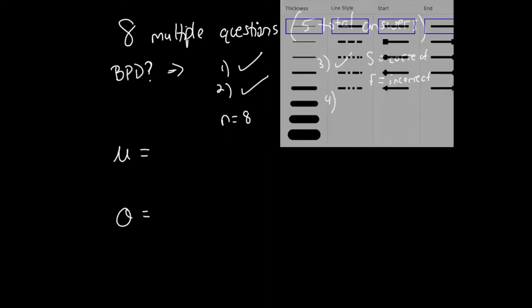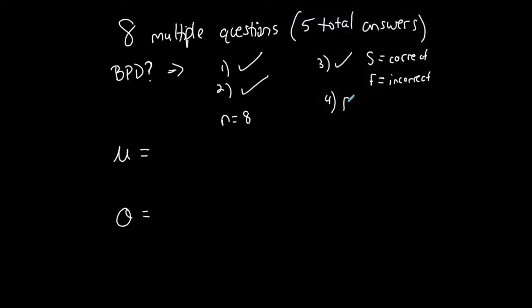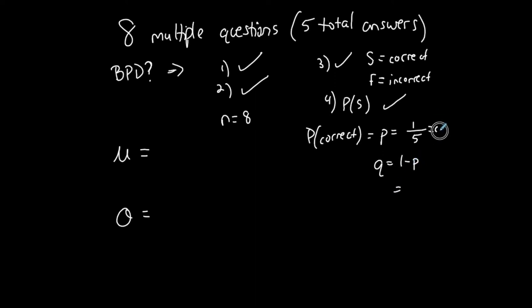The last requirement is that the probability of success is the same per question. The probability of success would be the probability of a correct answer, and that is represented as small p. If there are 5 total possible answers, only 1 of the 5 is correct. So therefore, the probability of failure, which is q, is 1 minus p. Let's do it in decimal form. p is 0.2, and q is 1 minus 0.2, which is 0.8.